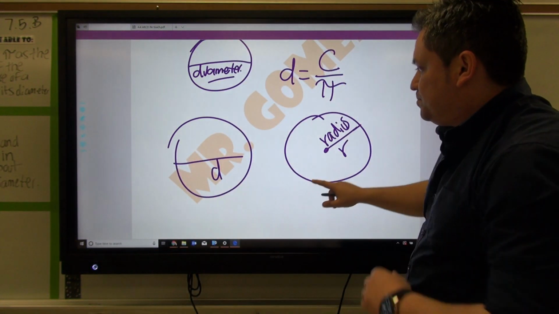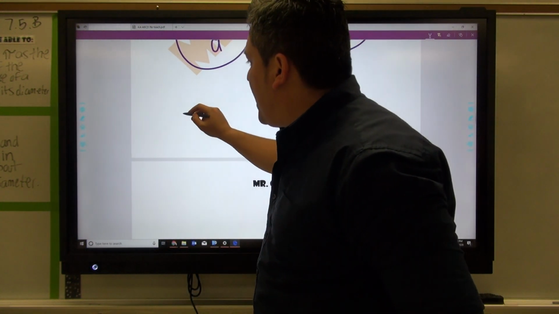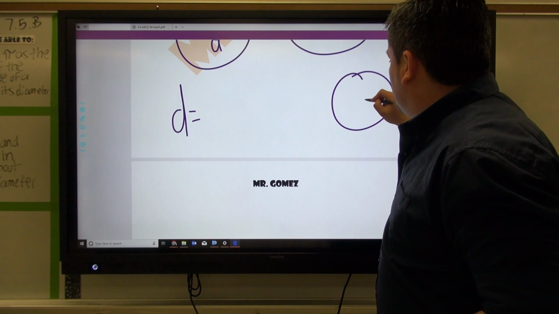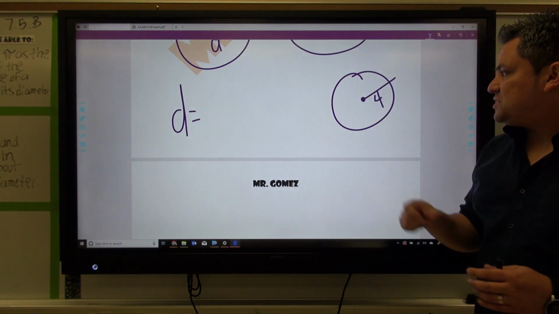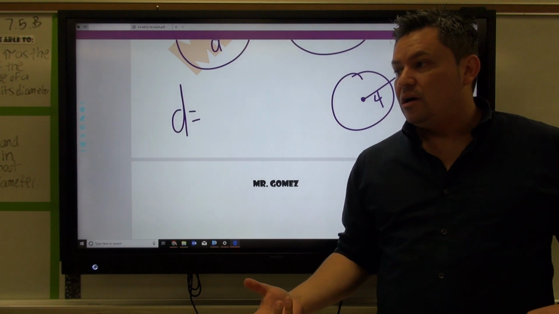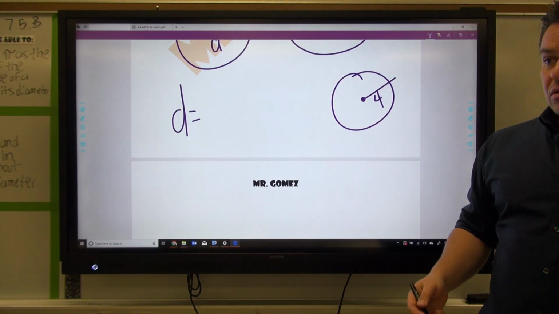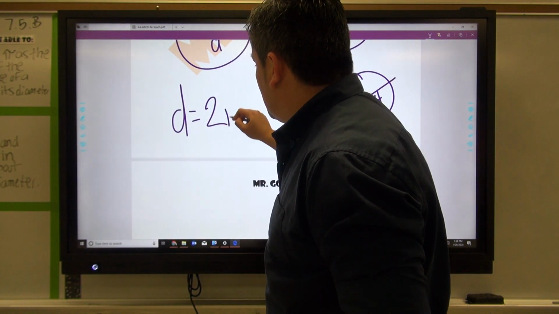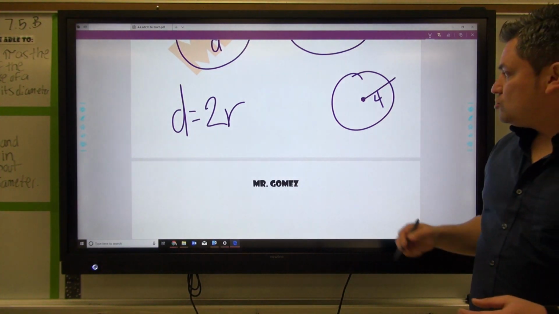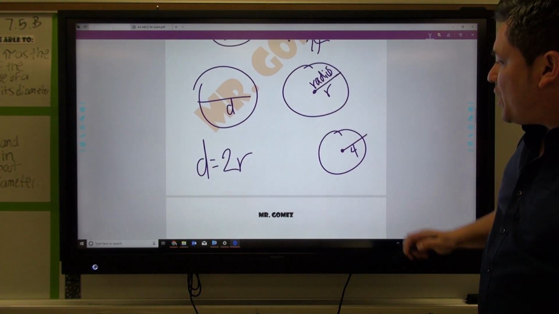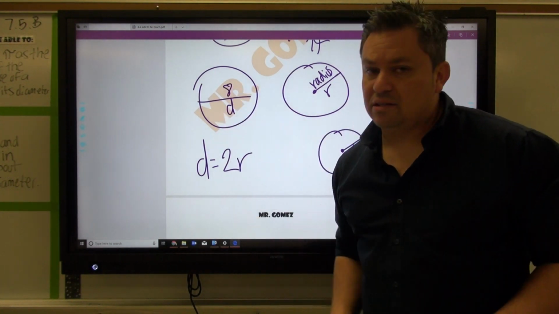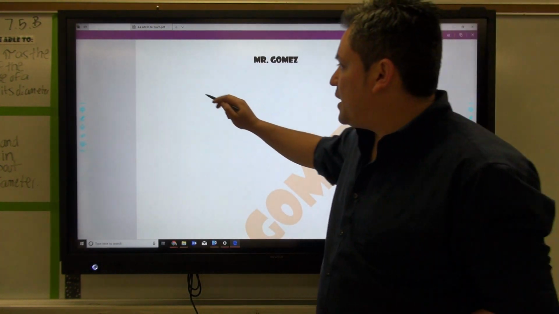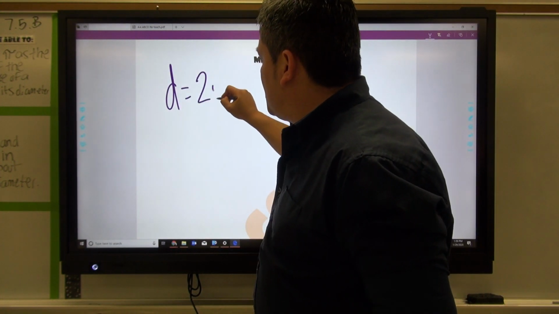With that being said, if I need to find the diameter with the radius given to me, let's pretend the radius is 4. What is my diameter? 8. What do you do? You double it. You multiply times 2. So the formula is 2 times the radius. Right? So if you're given the radius to be 4, the diameter is 8. So just double that.